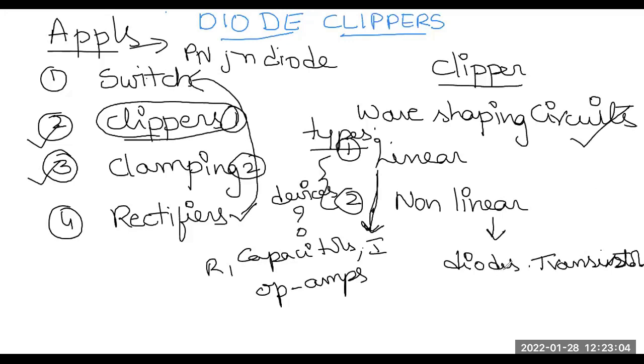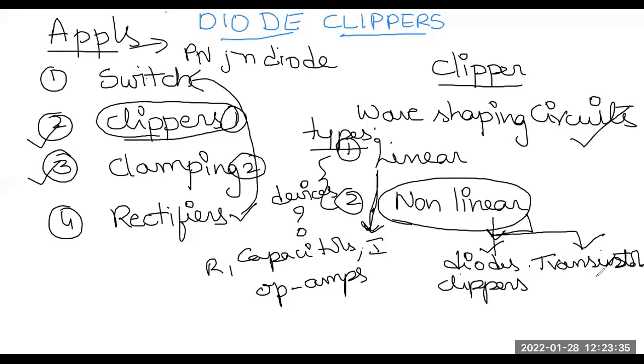Among these two wave shaping circuits, in our syllabus we will be discussing non-linear wave shaping circuits. In these, I said we have two devices: one is the diode and the other is the transistor. So again, these non-linear wave shaping circuits are classified into two types. They are called diode wave shaping circuits, or diode clippers, and the second one is transistor clippers.